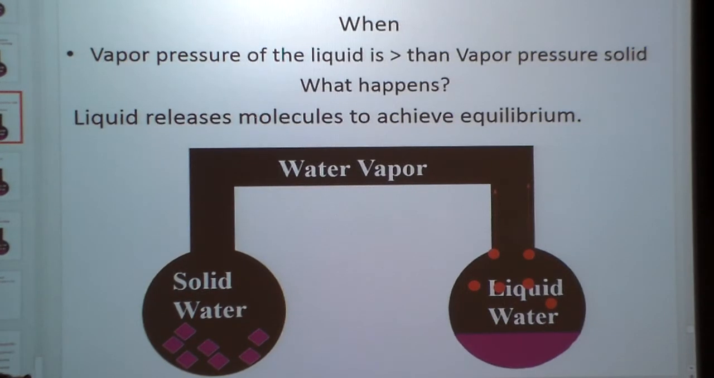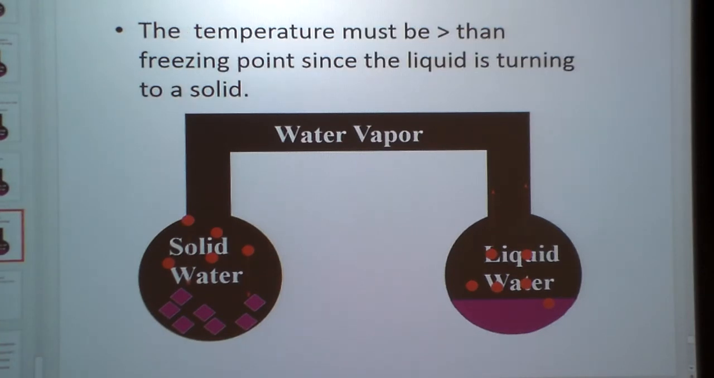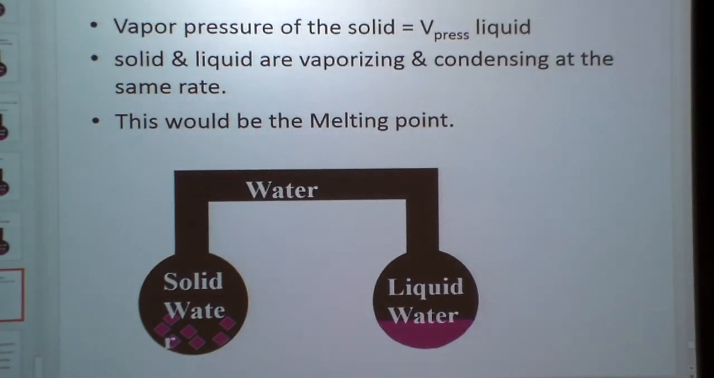When the vapor pressure of the liquid is greater than the vapor pressure of the solid, what happens? The liquid now releases molecules to achieve an equilibrium, while the molecules condense to a solid, in other words, they start to freeze. The temperature must be below the freezing point, since the liquid is turning to a solid, and the vapor pressure of the solid is equal to the vapor pressure of the liquid. They're condensing and vaporizing at the same rate, the solid and liquid, and that's when we find the melting point.